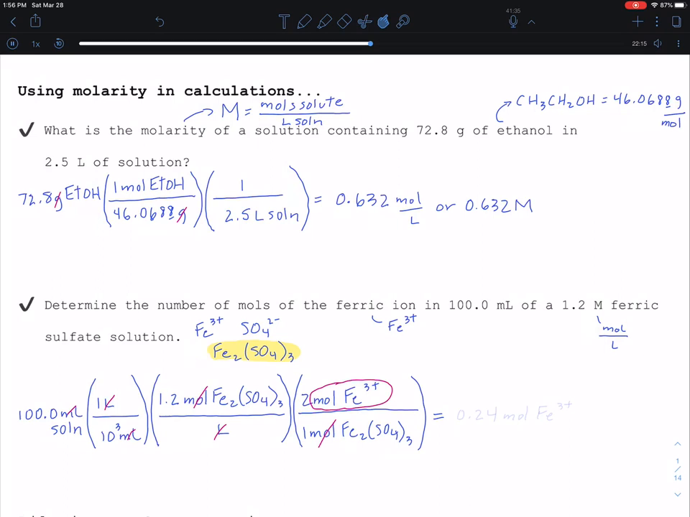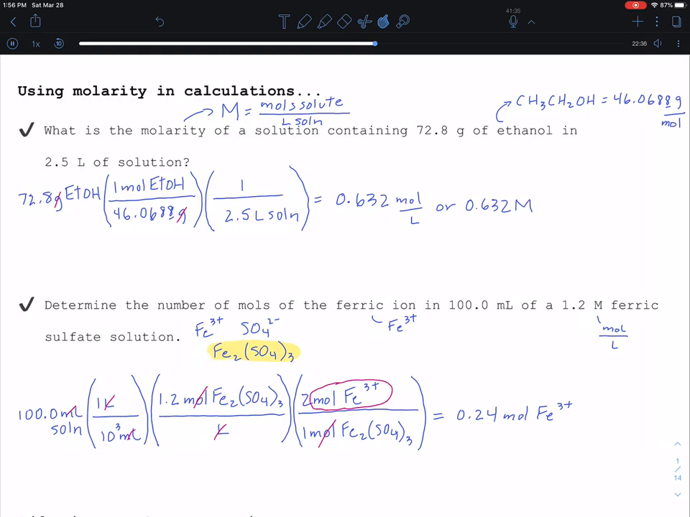So, how many sig figs? 2. I'm limited by the concentration. There are 2 sig figs in that 1.2 molar. So I got 0.24, and that'll be moles of just the ferric ion.